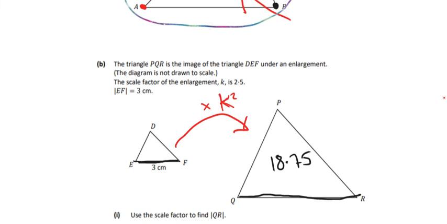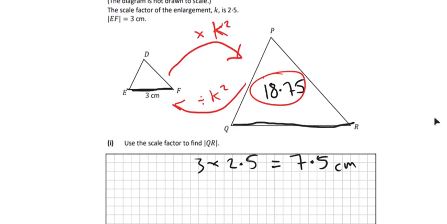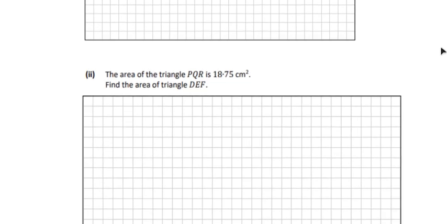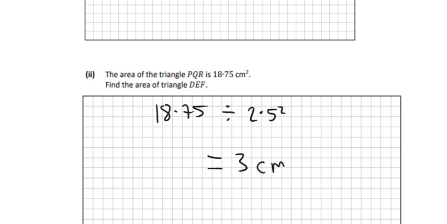So therefore, if we know what the big one is, to get back to the area of the small one, we're just going to divide by k squared, obviously. So you just do the opposite. So k is 2.5, so we're just going to do 18.75 divided by 2.5 squared. And you can just go to your calculator then, so you should get 3. And that's in centimeters squared. So that's the area of the small triangle. So that's it, and that's all for that question.